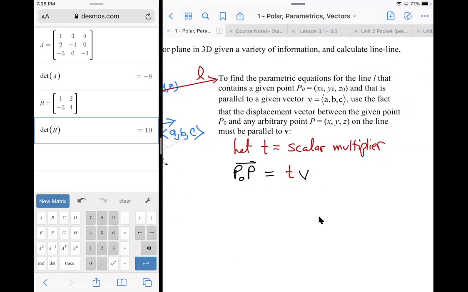The reason why we select T is because this is eventually going to be parametric, right? And typically we use T to represent time. It's not always time, but it's our standard. It's generally what we go with, right?